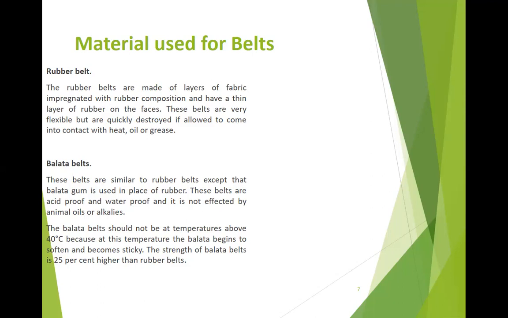Next, the balata belts. These belts are similar to rubber belts except that balata gum is used in place of rubber. These belts are acid-proof and waterproof and are not affected by animal oils or alkalis. The balata belts should not be used at temperatures above 40°C because at this temperature the balata begins to soften and becomes sticky. The strength of balata belts is 25% higher than the rubber belts.